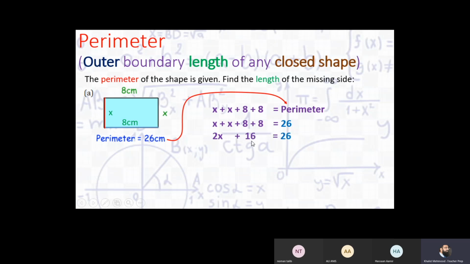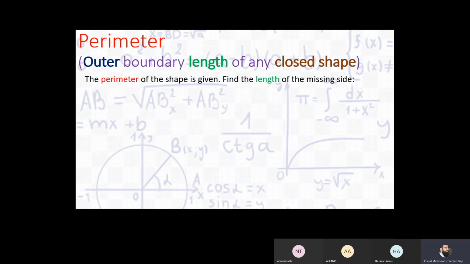Now we don't need this 16, so we'll be subtracting 16 on both sides. So 2x is equal to 26 minus 16, which is 10. Then we'll be dividing by 2 to get rid of this 2, and that's why our answer is x equal to 5 centimeters.